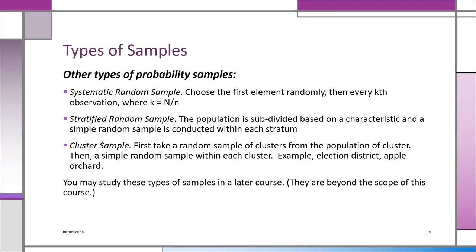And let's say I take a certain number of freshmen and a certain number of sophomores. That would be called a stratum. There's a reason for doing that in statistics, again, beyond the scope of this course.